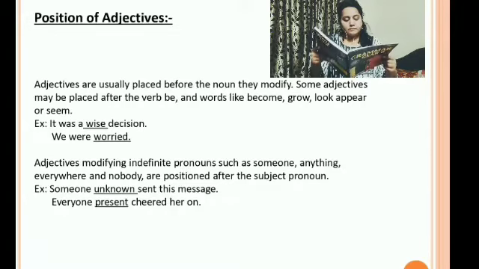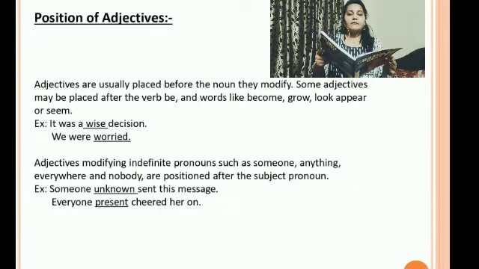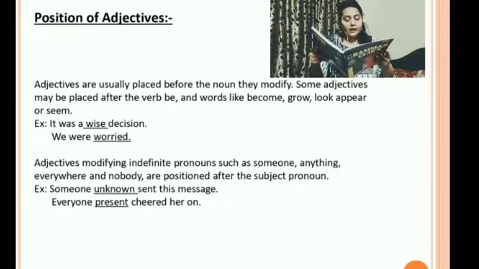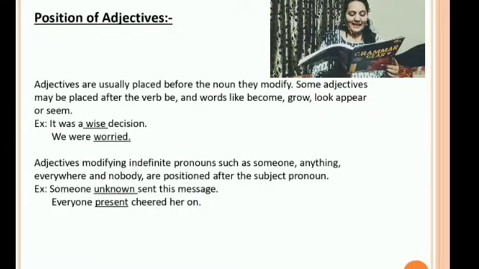Some adjectives may be placed after forms of the verb be. Sometimes it might be placed after a form of the verb be. Be is the base form, the present forms are is, am, are, and the past forms are was, were. With words like become, grow, look, appear, or seem, the adjectives will be placed after these verbs.